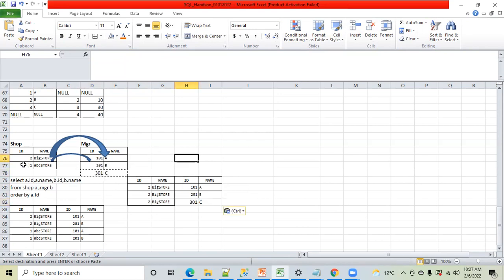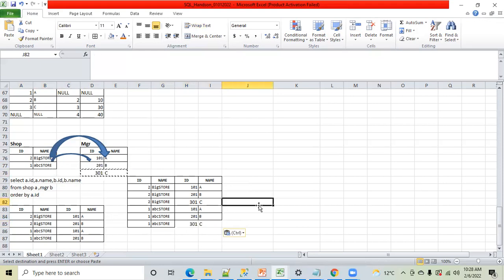Is it clear now? And then it will take the next record, one ABC store. It will do a handshake with this. And then again, this one ABC store will do a handshake with the next record, 201 B. Again, this one ABC store will do a handshake with this 301 C record.